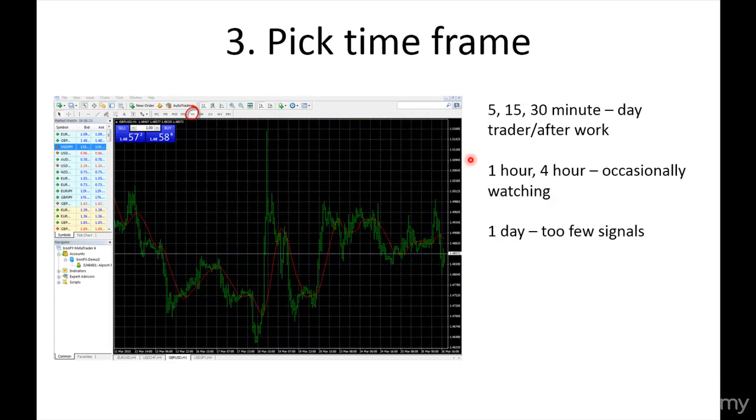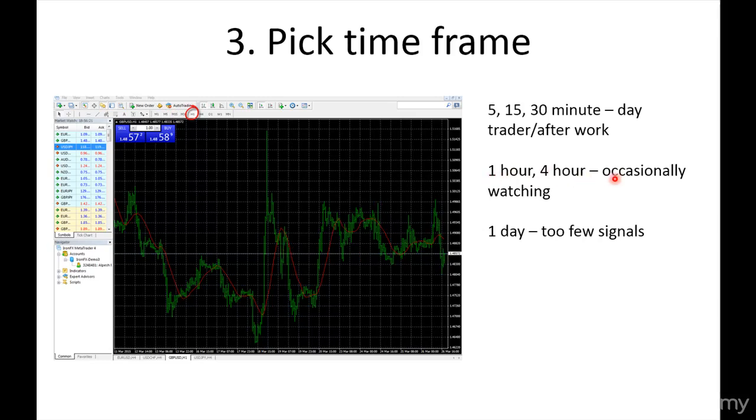Like I said, this is an overview of everything. I'll be going into far more detail in the subsequent lectures. This is just an overview. Pick the time frame. You might click 1 hour. Now, if you click 5, 15, or 30 minute, that's really for a day trader or somebody who's trading after work because it's quite active. That means each one of these bars will be either 5 minutes or 15 minutes or 30 minutes, depending on which one of these buttons you press. So that'll be for somebody who's watching the screen constantly, getting trading signals all the time.